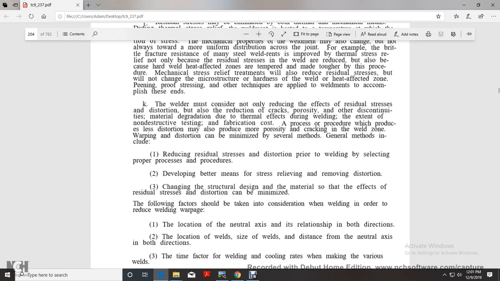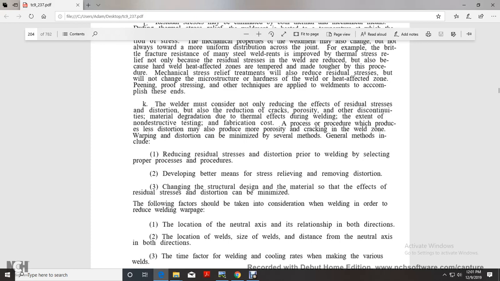Warping distortion may be minimized with several methods. The general methods include reducing residual stress and distortion prior to welding, selecting the process and procedure, developing better means of stress relieving and removal of the distortion, and changing the structural design of the material so that the effect of the residual stress and distortion may be minimized.